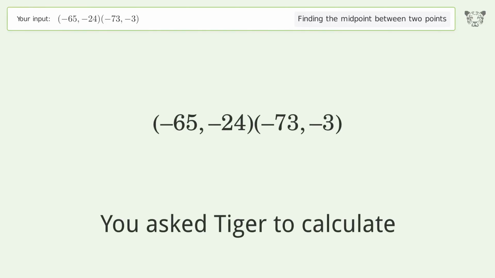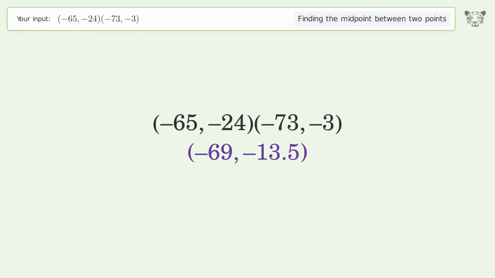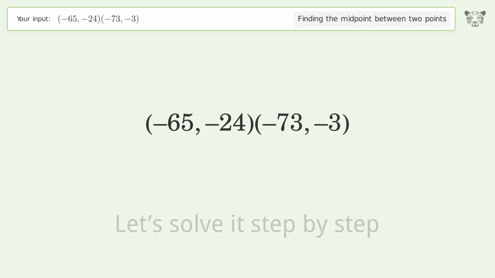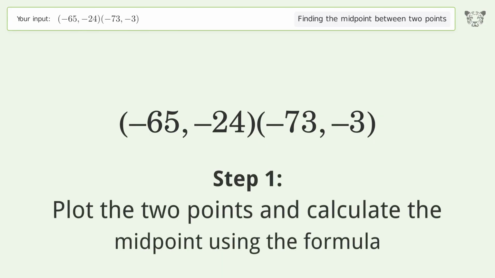You ask Tiger to calculate. This deals with finding the midpoint between 2 points. The midpoint between the 2 points is -69, -13.5. Let's solve it step by step. Plot the 2 points and calculate the midpoint using the formula.